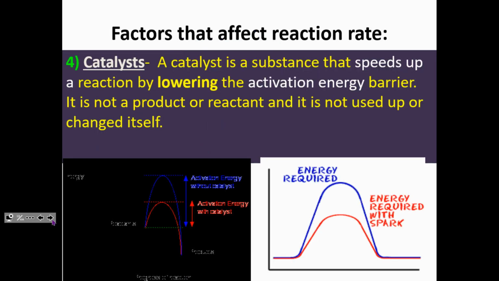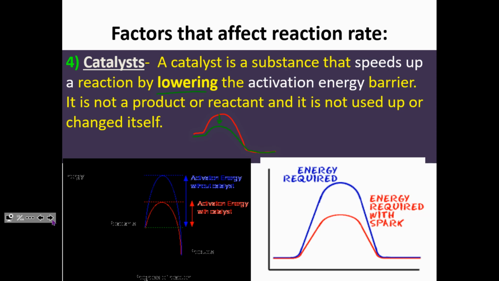The fourth factor is the presence of a catalyst. A catalyst is a substance that speeds up a reaction, and it works by lowering the activation energy. So if we look at the pictures on the bottom, we see our potential energy diagrams. And if our reaction starts out here, when I add a catalyst, it takes that hill and it actually pushes it down and it lowers the amount of energy required to produce products, which speeds up the reaction.